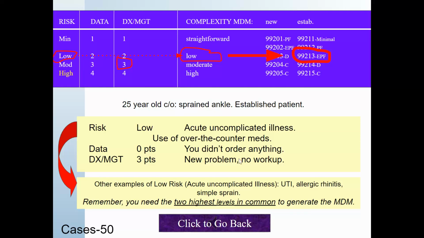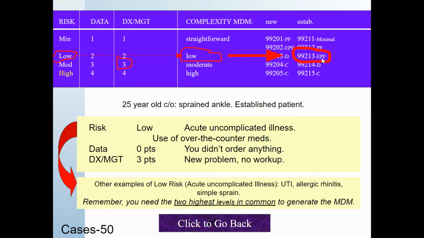Okay, so in this scenario, I'm looking for the 2 highest levels in common. Well, nothing here in this section, nothing here in the moderate section, because there's nothing else that pairs up with this level. So this low level down here has 2 things in common. It has the diagnostic management, which more than covers this level, and the risk. So now this becomes low. This becomes a 99213 expanded problem focus visit.